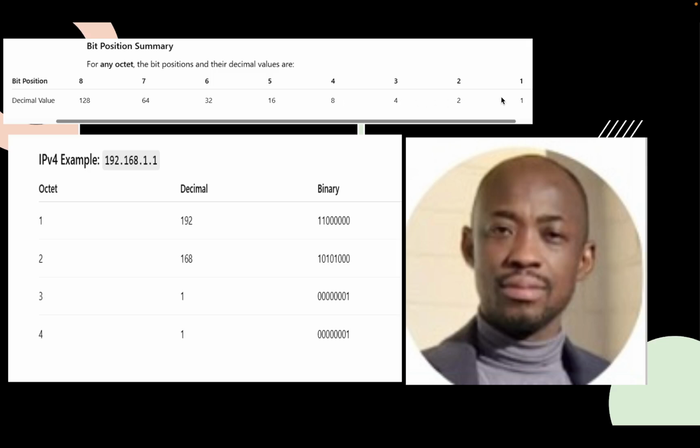So 1, which is the 128 complete. 0, we skip that. 1, which is the 32, we put 1 there. 0, 16, because we skipped that. 1, which is the 8, we added it. Okay, and we had 168. The rest we put 0 there.